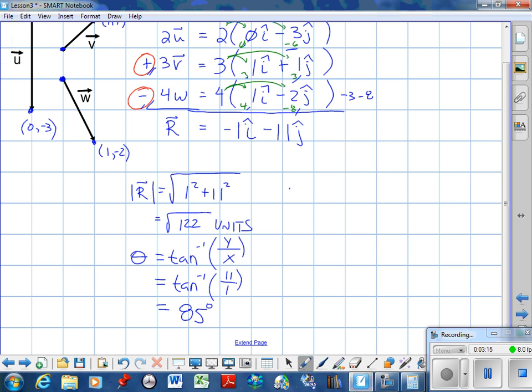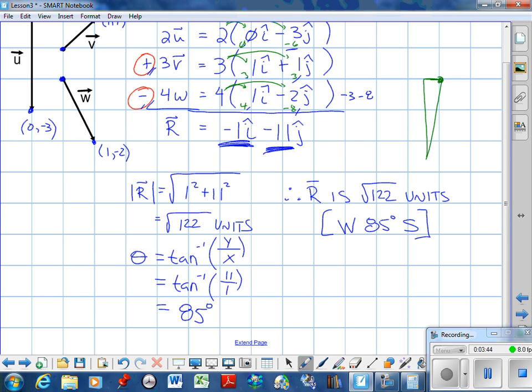Okay, so therefore, resultant is the square root of 122 units, and the direction would be, it's negative, so that means we started heading west, negative, so that means the 85 degrees is to the south. All right, if you were to draw this, say this was my origin, I went over 1, down 11, so that means you headed west, and then you headed south. And that's how that works.